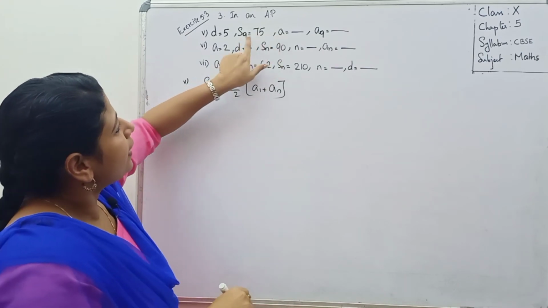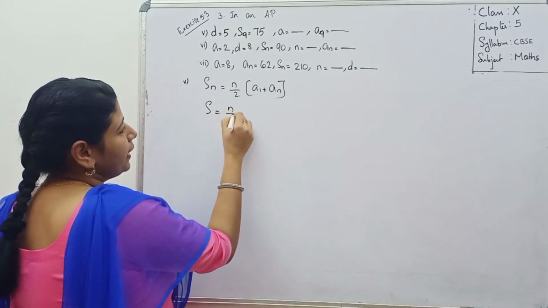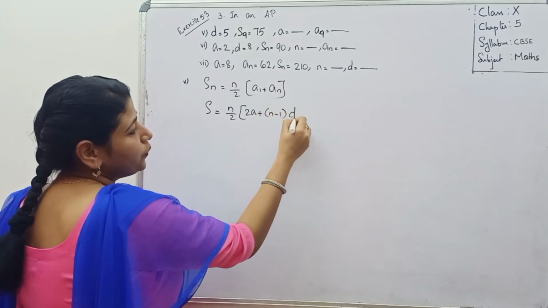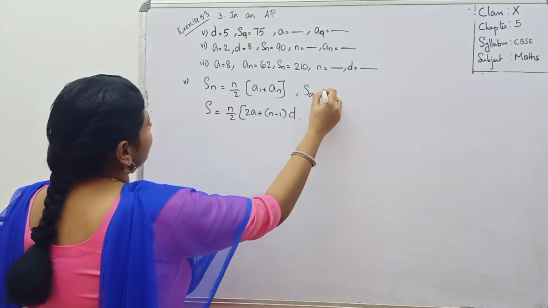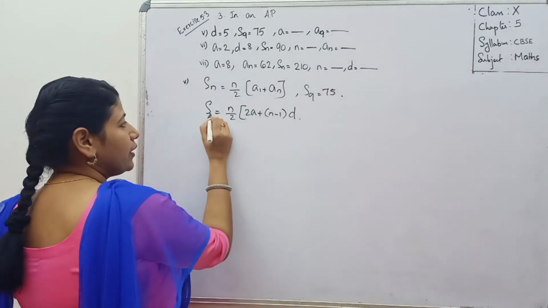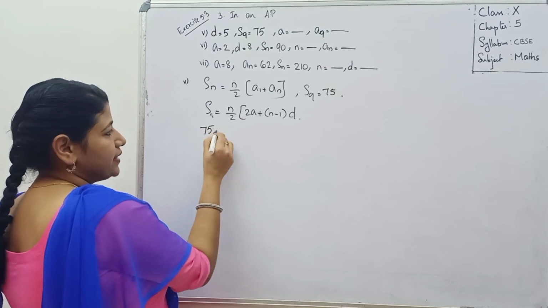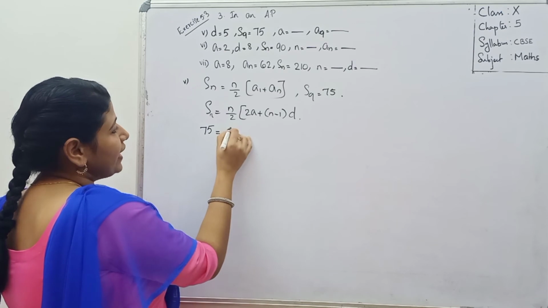We don't know a and we don't know a9. So we are using the normal formula, which is n by 2 into 2a plus n minus 1 into d. Okay, it is given that S9 is 75. So here we are finding out this S9. So we can substitute here 75. S9 is 75. And n by 2. N is given as 9.